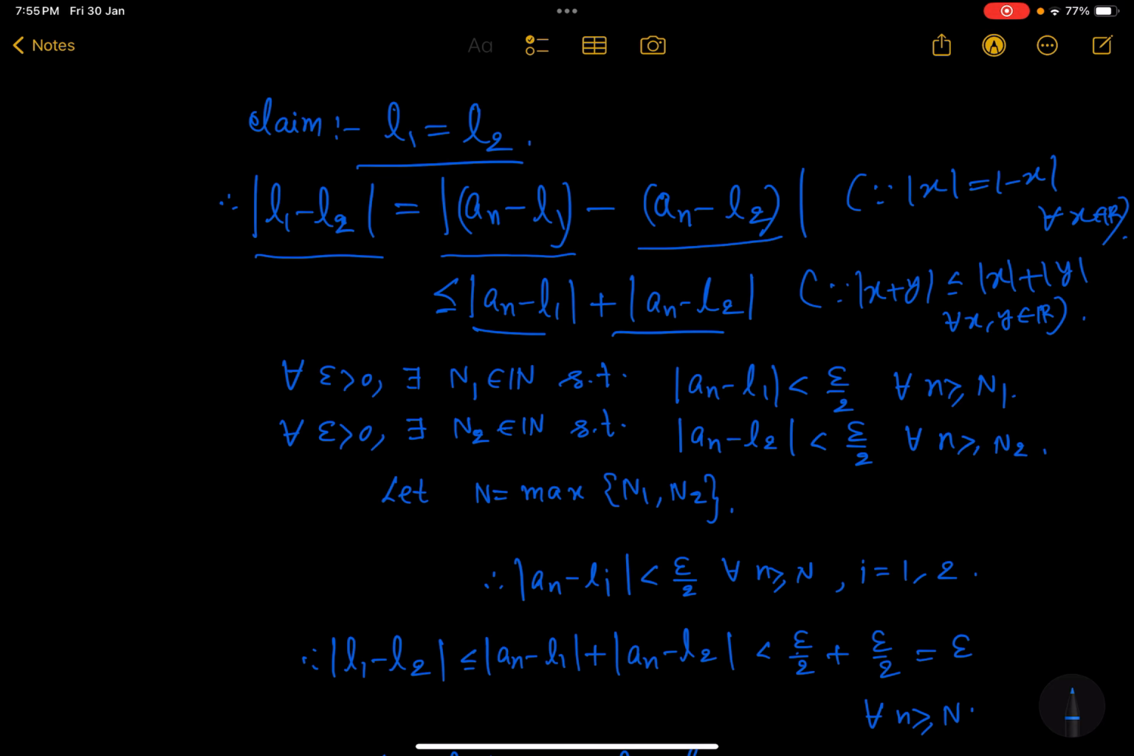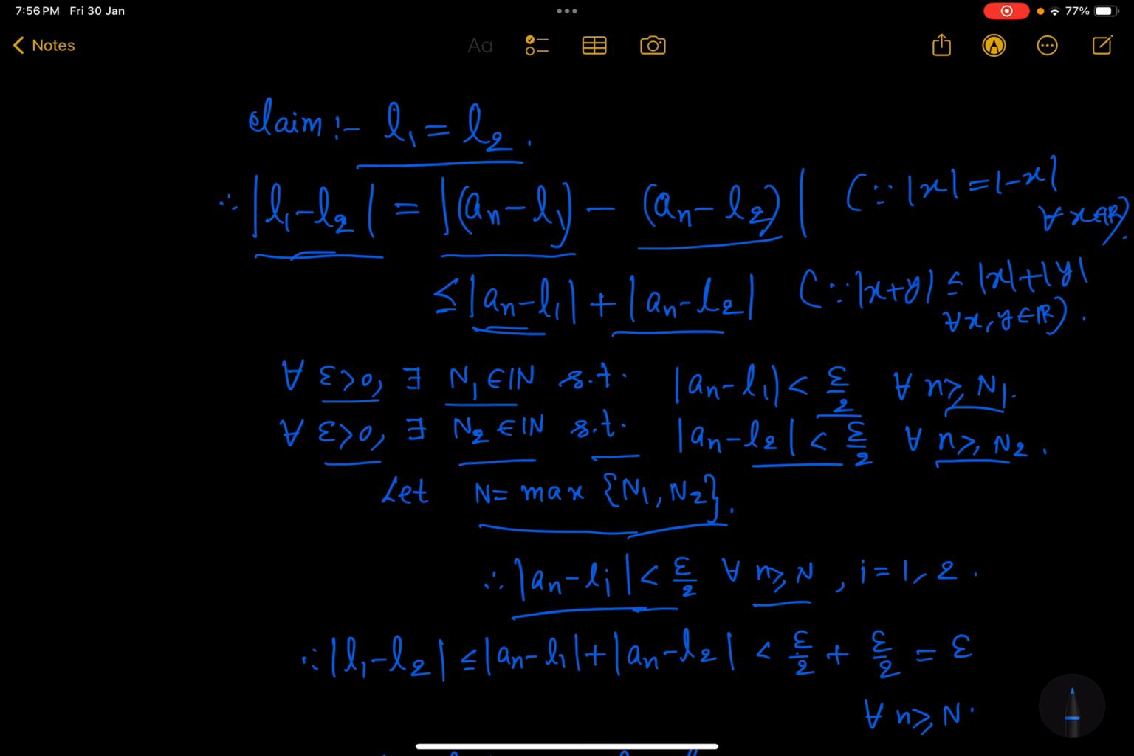Now a_n converges to L1. So for every epsilon there exists N1 so that this holds for every n bigger than or equal to N1. Similarly, for every epsilon there exists N2 so that this holds for every n bigger than or equal to N2. Now you take capital N equal to the maximum of them. Then this says that this is less than epsilon for every n bigger than or equal to capital N, which is the maximum. So now come to this line.